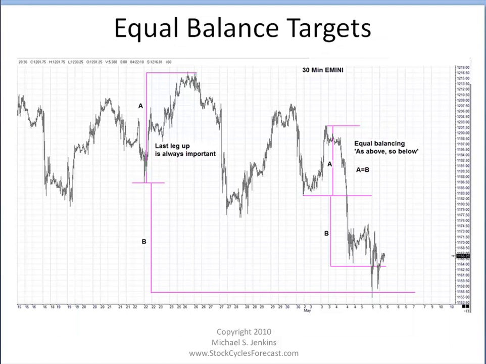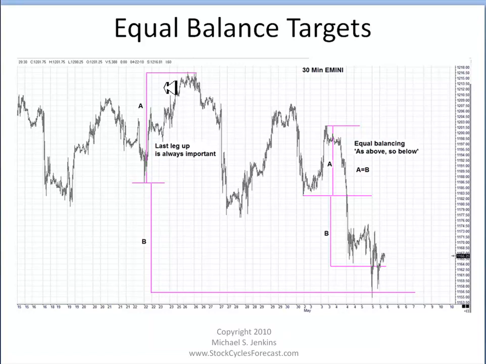We also have what's known as equal balancing targets. Often if you exceed a certain level, you will go twice that distance. So on this last leg up, when they broke down, we can take the distance of the last leg up as a fundamental measured move, so to speak. So when we violate it over here, we can have an ultimate objective of twice that distance, which would be somewhere down here.